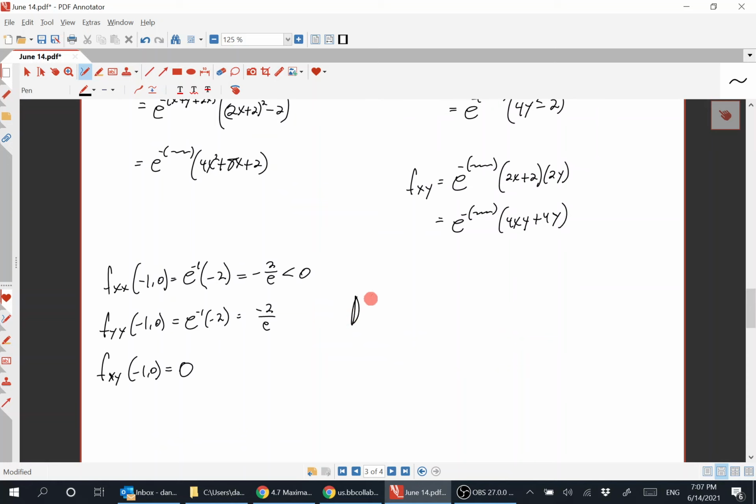So the D at minus 1, 0 is the 2 by 2 determinant: minus 2 over e, minus 2 over e, 0, 0. So that's 4 over e squared, which is positive, right? So the D is positive. The second derivative, fxx, is negative.